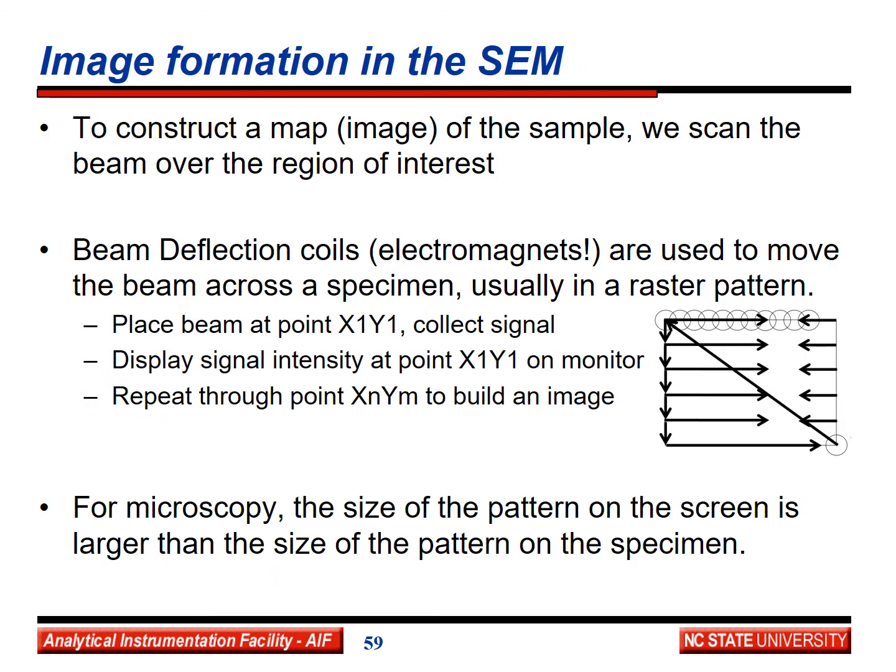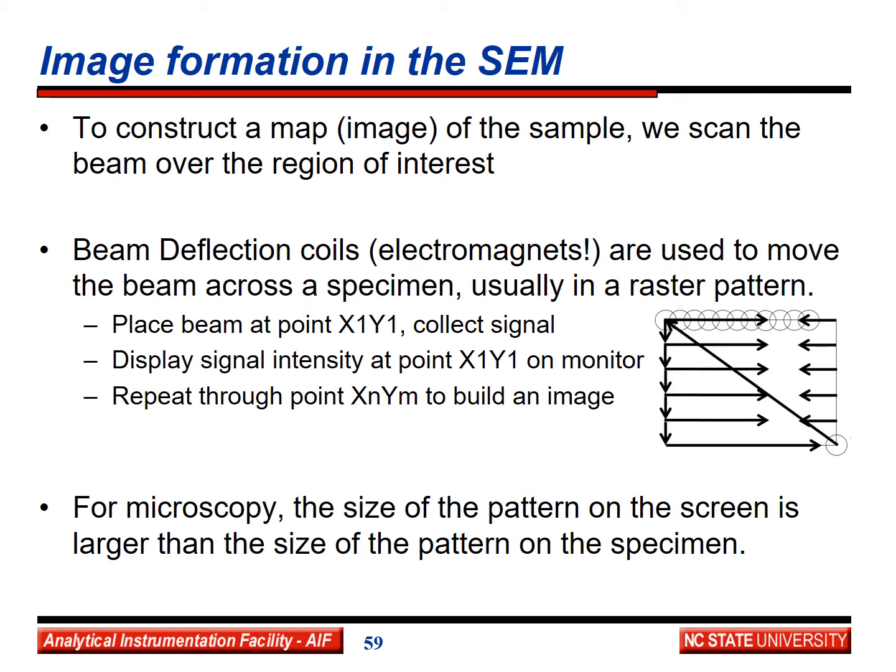In order to construct a map or an image of the sample, we scan the beam over the region of interest on the sample. Beam deflection coils, which are electromagnets, are used to move the beam across a sample, typically in a raster pattern. So we place, as we talked about at the very beginning, the beam at the point x1, y1, and we collect signal. We display that signal intensity at point x1, y1 on our monitor, and we repeat until we get to point x sub n, y sub m to build an image.